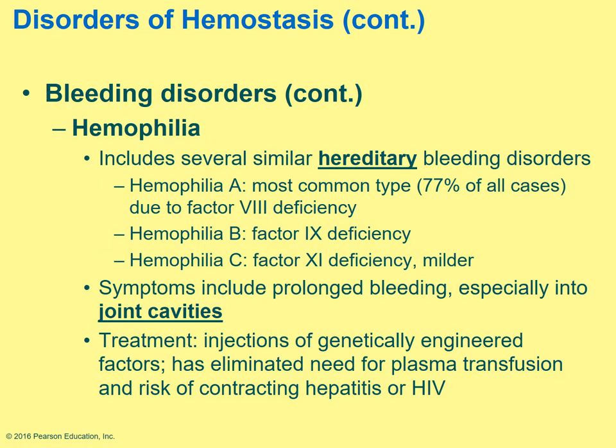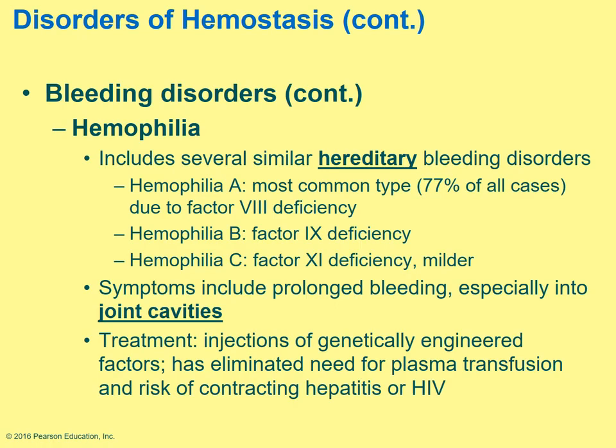Hemophilia is another type of bleeding disorder. It is genetic. There are different types of hemophilia, hemophilia A, B, or C. It has to do with which of the clotting factors is deficient, and the most common one is clotting factor 8, which is hemophilia A.